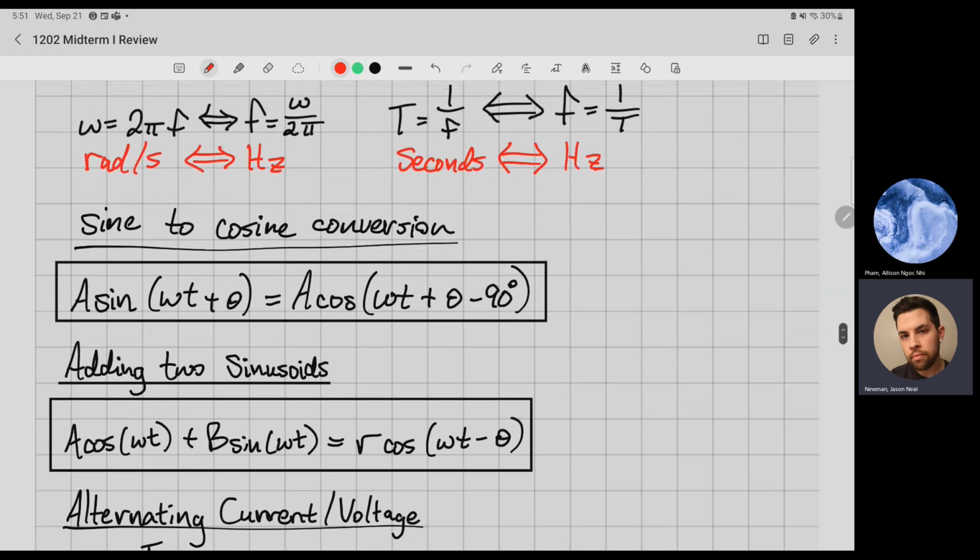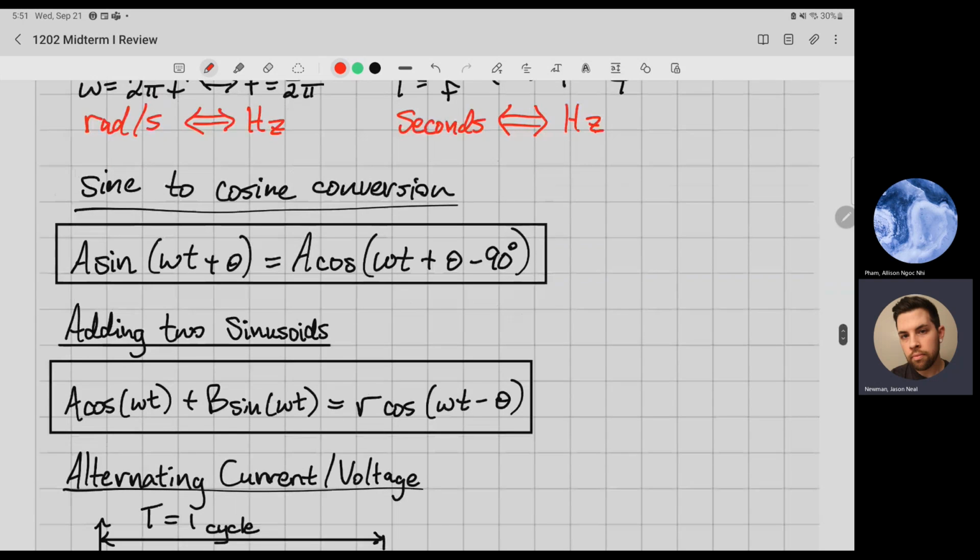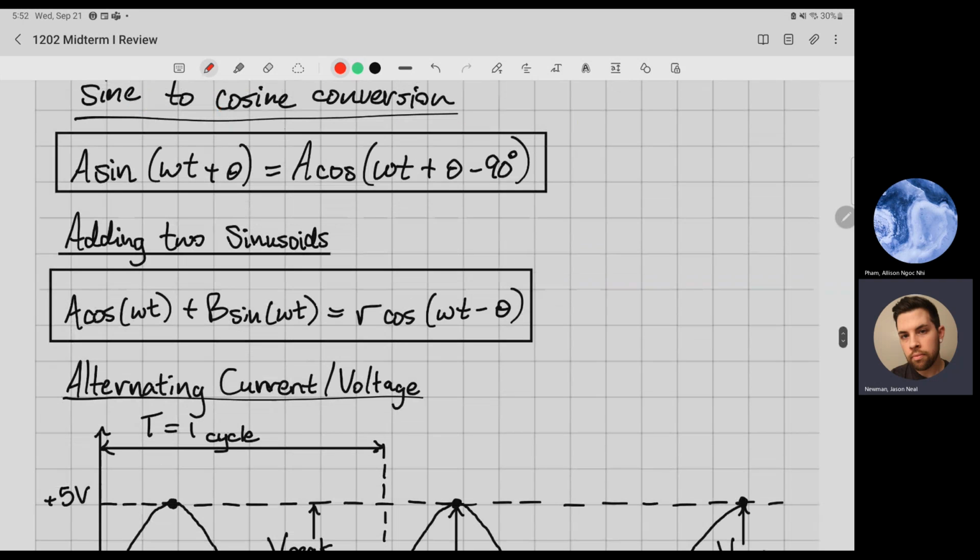But anyway, this is how you add two sinusoids. Sinusoids does not mean a sine wave. Sinusoids means cosine or sine. I know sometimes that's confusing. And I drew this pretty little diagram for you guys.